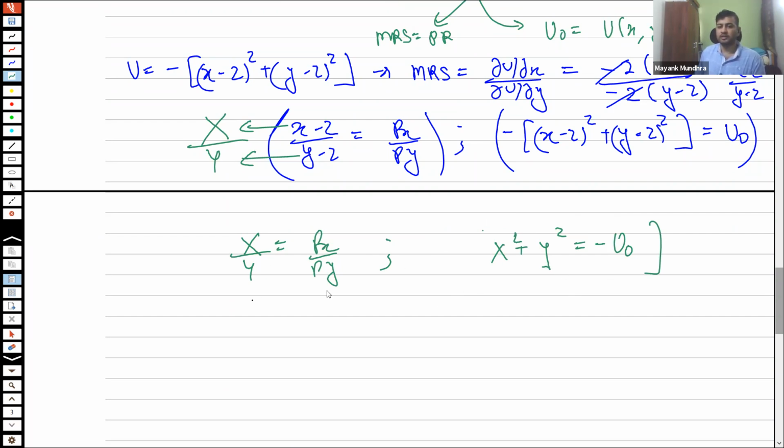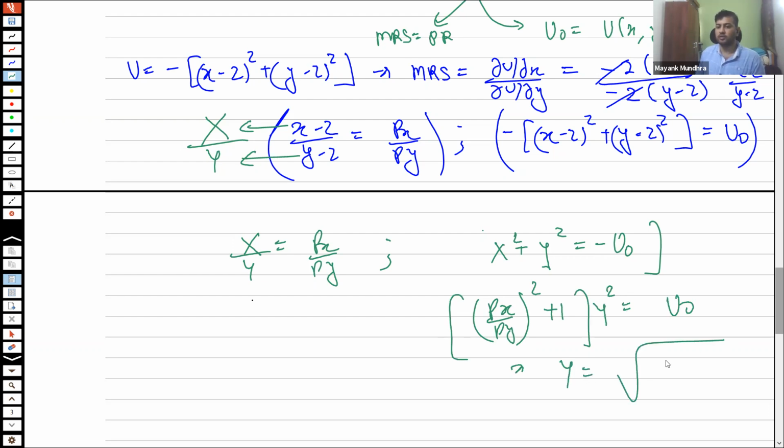Then you can make some substitution here that X can be equal to px by py times Y, so (px by py) whole square plus 1 times Y square equals u naught. So this gives you Y equals under root of u naught by 1 plus (px by py) whole square. And then you put this back here to get the x value.